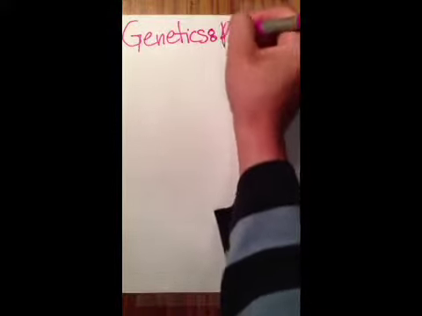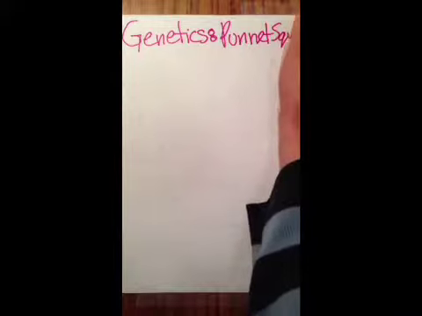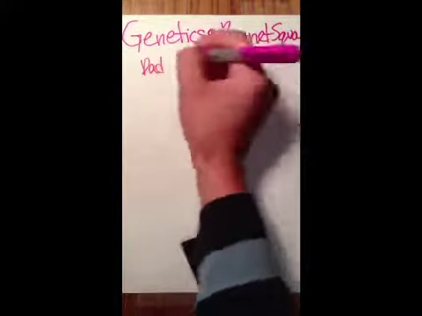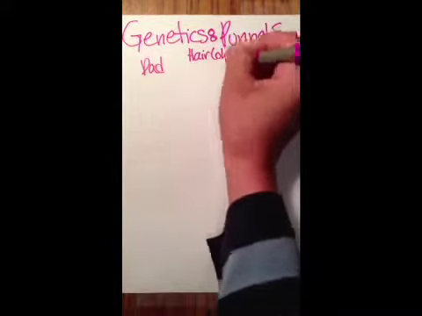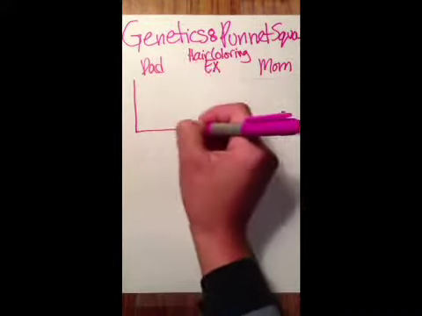So genetics can be described as a genotype and a phenotype. The genotype is the actual coding for what someone will look like, and the phenotype is what we actually see as the person is created.